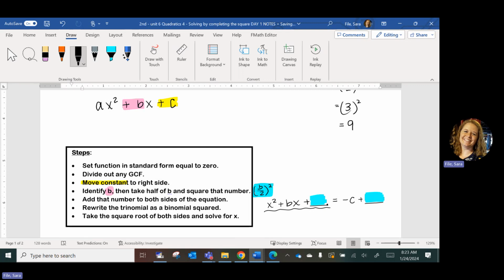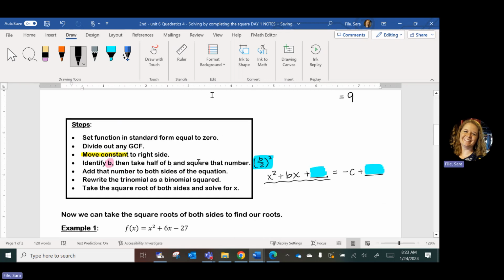What's the difference in a trinomial and a binomial? 2 or 3 terms. Trinomial has 3 terms, x squared, x, and constant. A binomial is just 2 terms, and we're writing it as a binomial squared. So we're going to have parentheses squared, and in these parentheses is going to be a binomial. And it should be x.